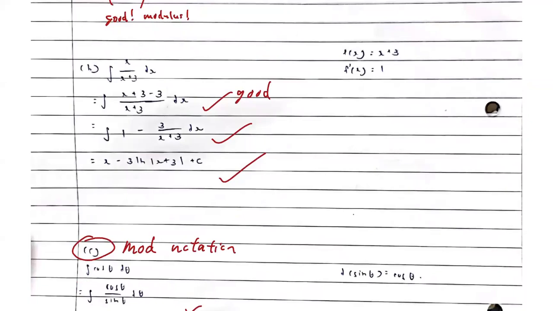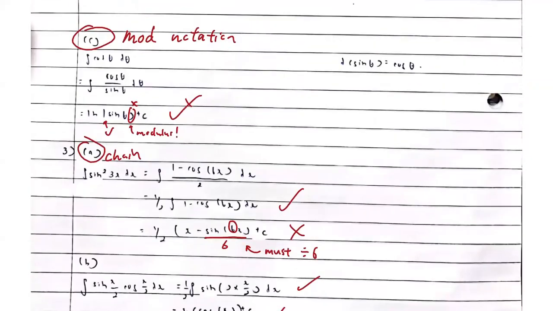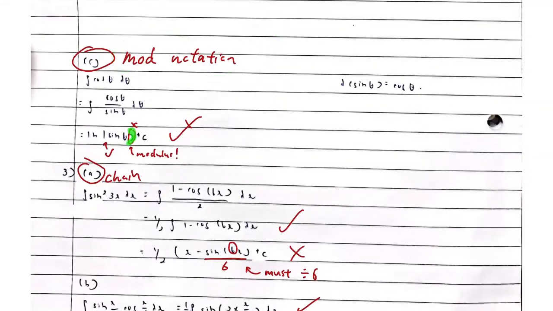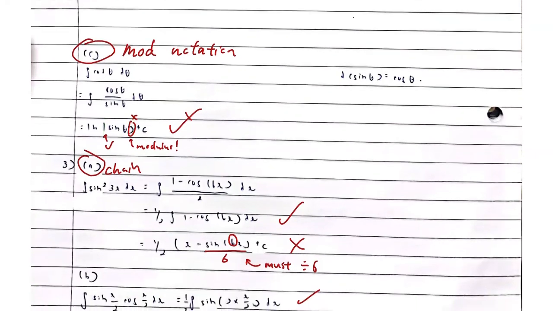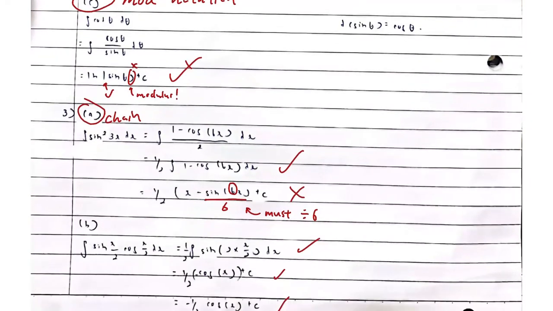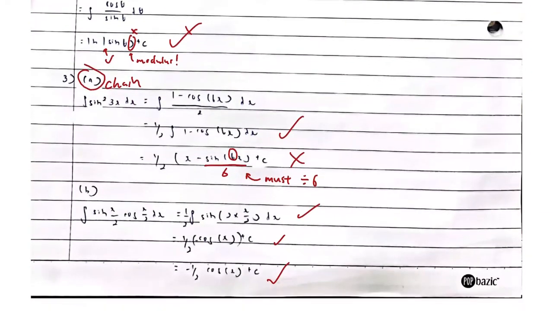Next one, modulus notation. You forgot to end with a modulus. You put a curve here. Right, must be consistent. Modulus. Okay, next one. That was question 2C. Then question 3A, chain rule again.